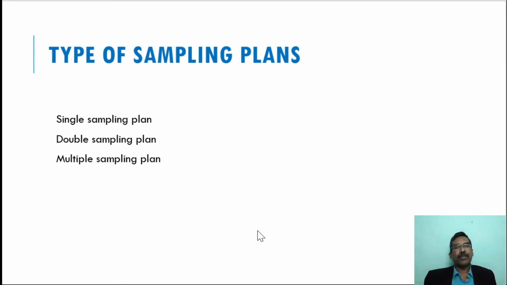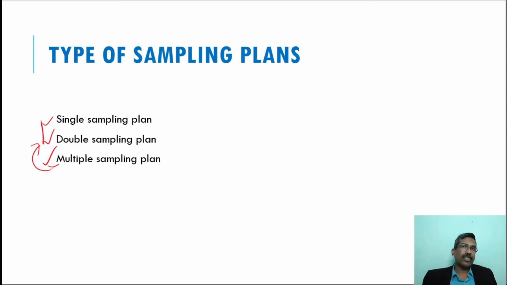There may be different types of sampling plans. This may be the single sampling plan, double sampling plan, and multiple sampling plan, and one more. This is known as the sequential sampling plan. So here we will discuss these two. This is very similar to the double sampling plan, but we increase the number of samples.